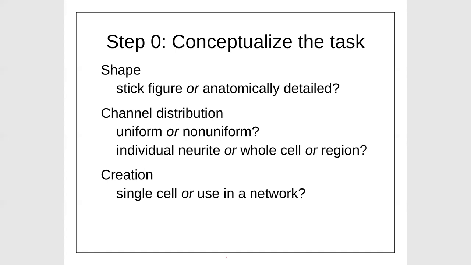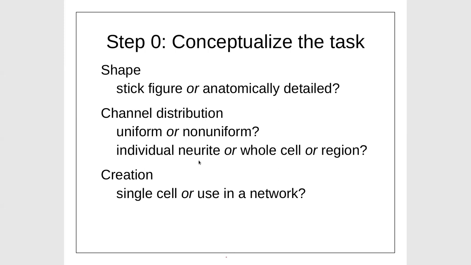You have to decide, are you going to make something that's a stick figure looking cell, or is it going to be anatomically detailed? Well, if it's anatomically detailed, you're going to use Import 3D. If it's stick figure, you've got to decide how many branches, what are you going to call the branches, how are they going to be oriented in space, what are the lengths and diameters, how are they connected to each other. You have to determine what channels you're going to use, and are they going to be distributed uniformly or non-uniformly over the cell? And are you going to be specifying them on a neurite by neurite basis, that is, each individual section gets a different set of channels, or are you going to be doing a specification in which a whole bunch of sections get the same kind of channels, and maybe channel densities will vary systematically within that set of sections, okay?